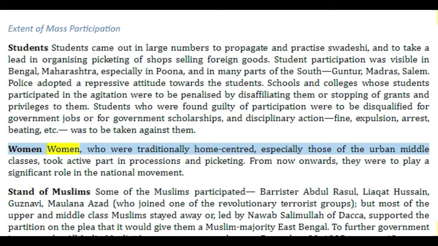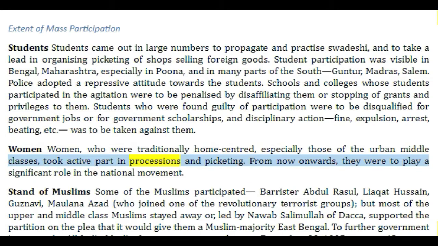Women, who were traditionally home-centered, especially those of the urban middle classes, took active part in processions and picketing. From now onwards, they were to play a significant role in the national movement.